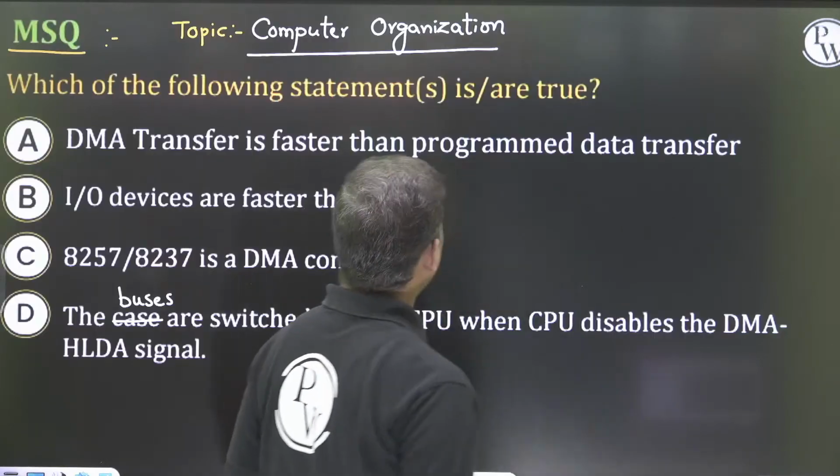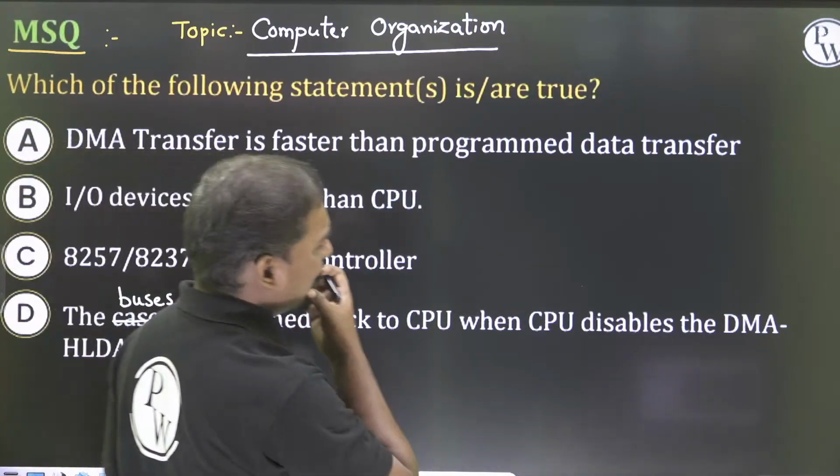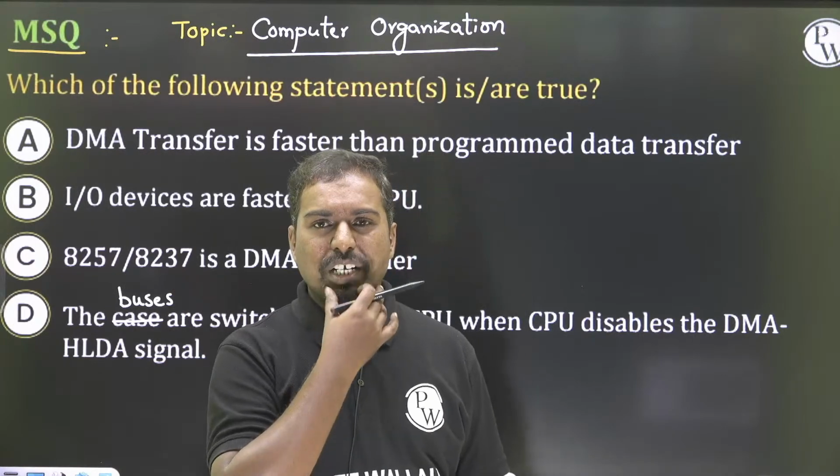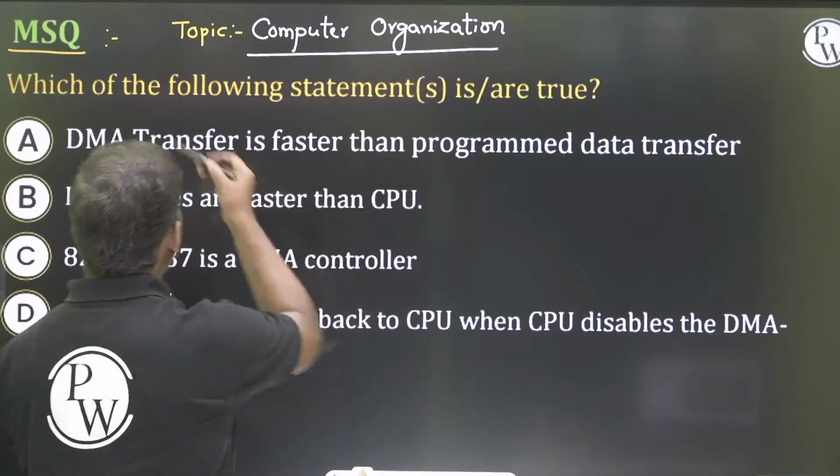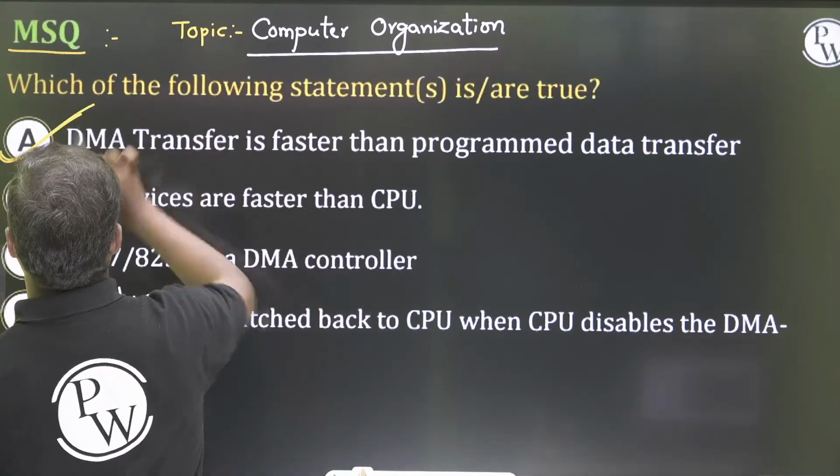So what are the answers here? The DMA transfer is faster than the program data transfer. Yes, every time you have to wait for the CPU. Only when the CPU is free can you give the transfer. So DMA is faster. So option A statement is correct.